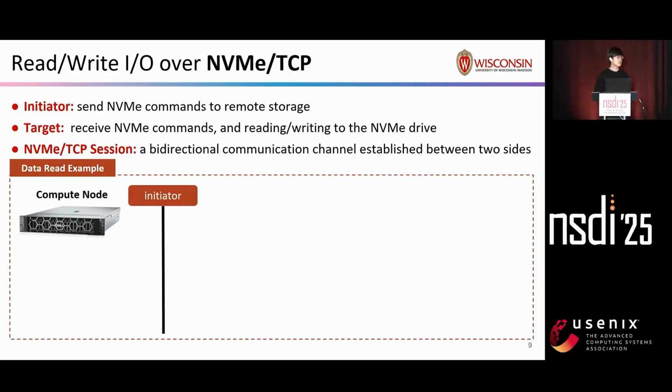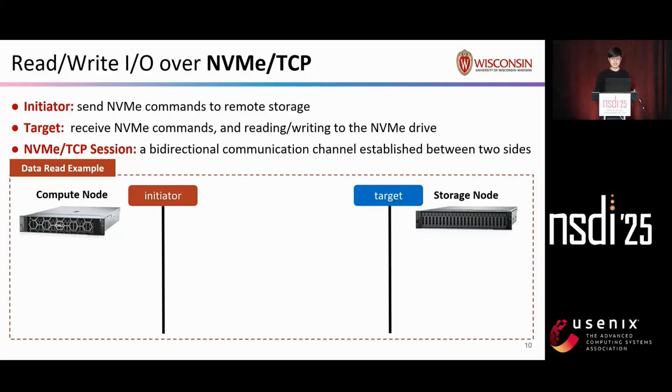Before explaining how the NVMe over TCP protocol works, let me first introduce 3 key definitions. First is the initiator. Initiator is the client that sends NVMe commands over a TCP/IP connection to access remote storage. It is typically located on the compute node. Second, the target is the server that receives and processes the NVMe commands, providing access to its local storage resources. It's on a storage node. Third is the NVMe TCP session. That is the reliable bidirectional communication channel established between the 2 sides.